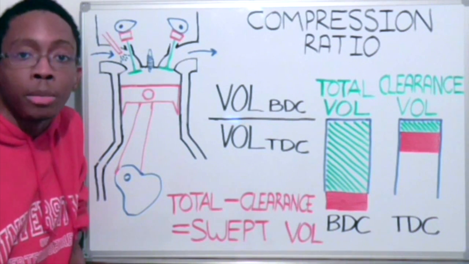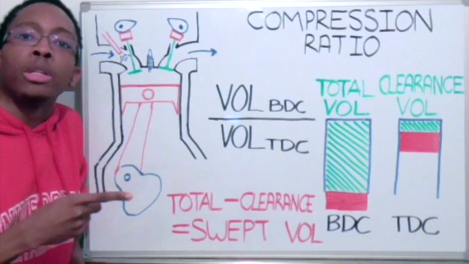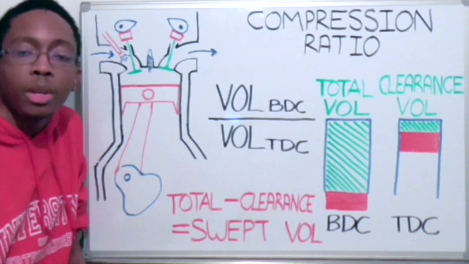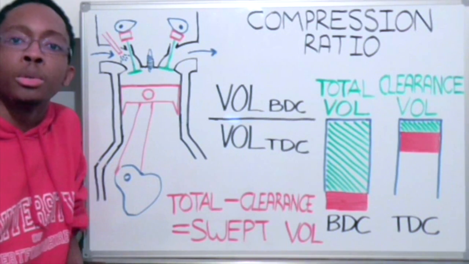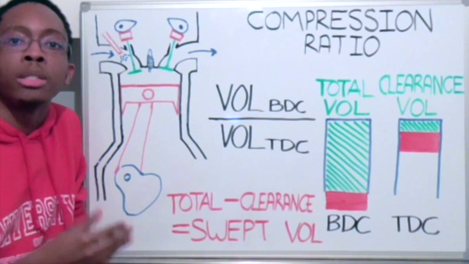There are 2 ways to overcome this problem, and those are: 1, we can decrease the compression ratio of our engine, and 2 would be to use a higher octane of fuel which burns and combusts at a higher temperature.